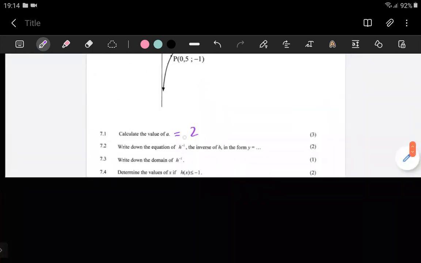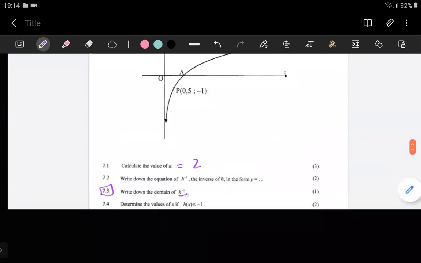Okay, clearly before we can get the term, oh no, we don't even need the equation of the inverse. And here's why. Here you see that we're dealing with 7.3. They want us to write down the domain of the inverse. Now, what do we know about the domain of the inverse of a graph?